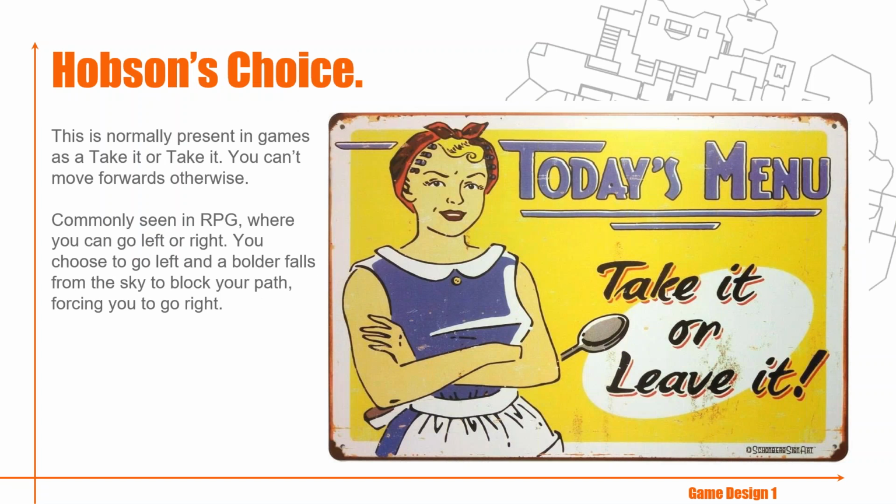There's Hobson's choice, and most of us are familiar with this, but not by the name Hobson's choice. This is the take it or leave it. So, this is the deal, take it or leave it. That's a Hobson's choice. Now, the interesting thing about this is in video games, it's normally take it or take it, right? You can't actually progress forward in the game unless you do this thing. We commonly see this in RPGs, where you can go left or you can go right. You choose to go left, and all of a sudden a boulder falls from the heavens and blocks your path, forcing you to go right.